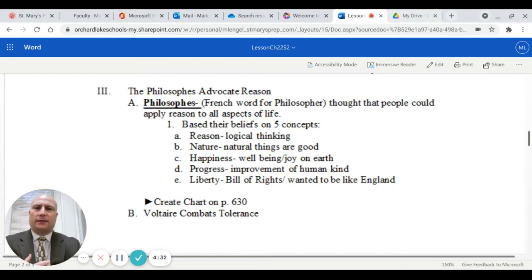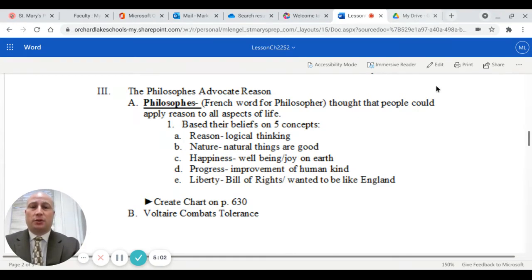They based their beliefs on 5 key concepts: reason, which is logical thinking; nature, which is the idea that natural things are good; happiness, which is well-being or joy on earth; progress, which is the improvement of humankind; and liberty, which is basically the rights and freedoms of individual citizens, which was protected. One of the first documents, the Bill of Rights, 1689, coming from England.